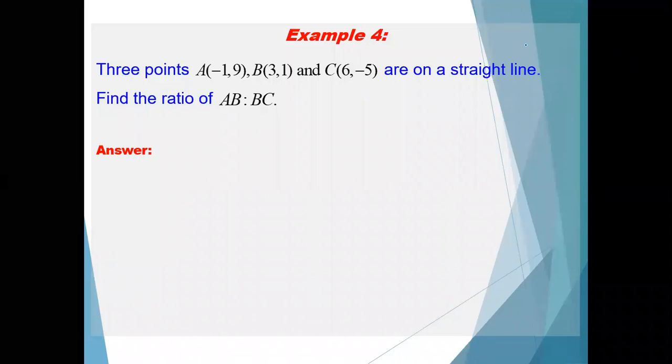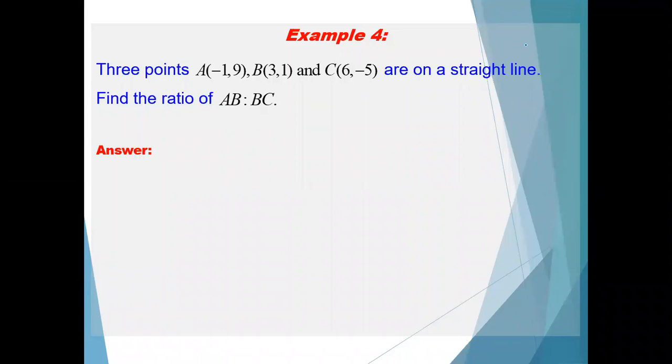We continue with example 4. Three points A(-1, 9), B(3, 1), and C(6, -5) are on a straight line. Find the ratio of AB to BC. First of all, you have to understand this ratio.